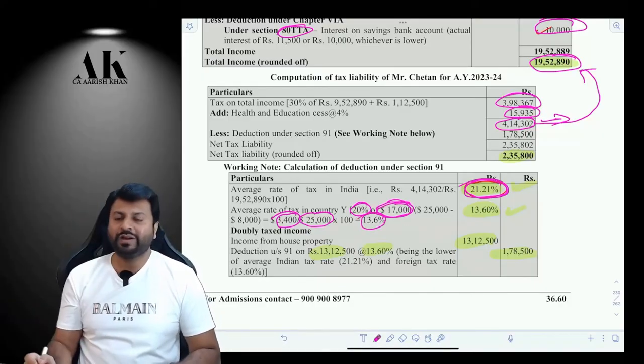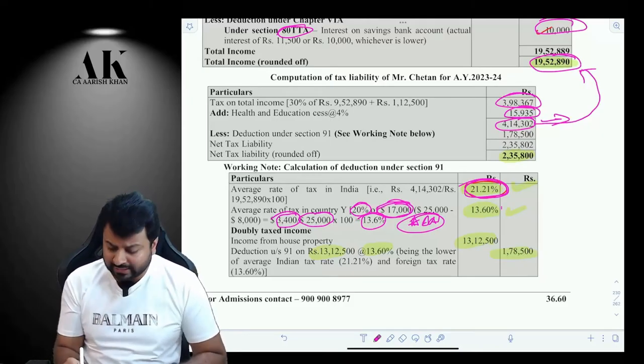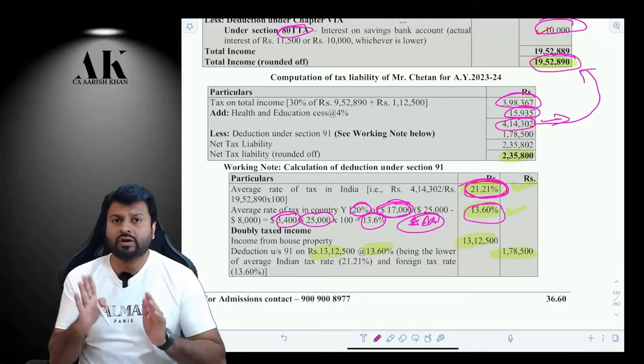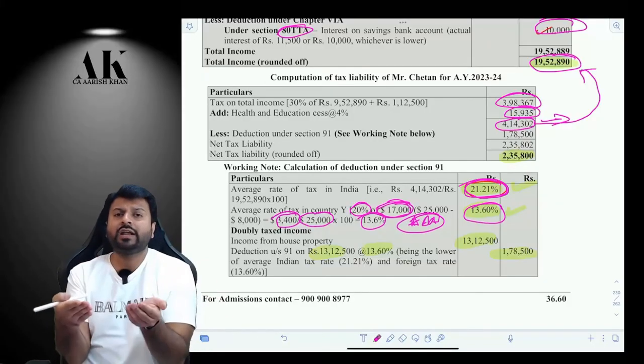Your average rate is not 20%. This is a very, very important point. This 20% is not your average rate. 13.6% is your average rate. Okay. Because you are not paying 20% of 25,000. You are paying only 3,400 out of 25,000.